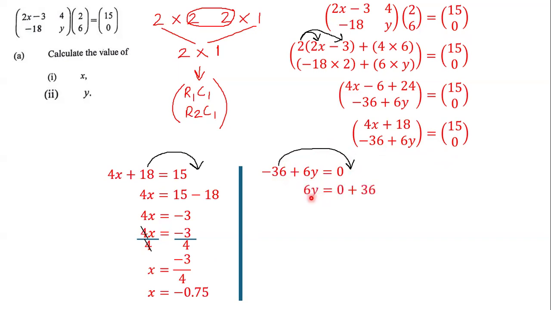So what we have is 6y is equal to 0 plus 36. We add these two, and so we have 6y is equal to 36. We divide both sides of this equation by 6. We cancel this with that, and so we have that y is equal to 36 divided by 6. And 36 divided by 6 is definitely 6. So y is equal to 6. And so what we have is x is equal to negative 0.75, and y is equal to 6. And that's the answer to our question.